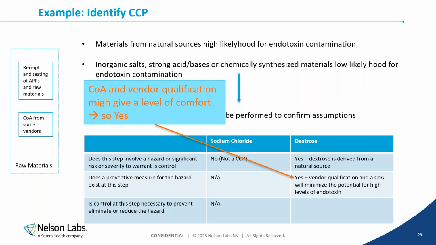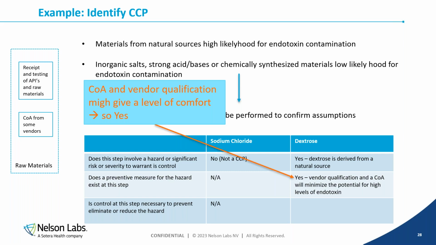Well, the answer would be yes, since in this example we have a vendor that has a COA available. We have performed vendor qualification, and we have some level of comfort about the endotoxins that we will be introducing into our production chain. So the answer to this question is yes, we have a preventive measure.